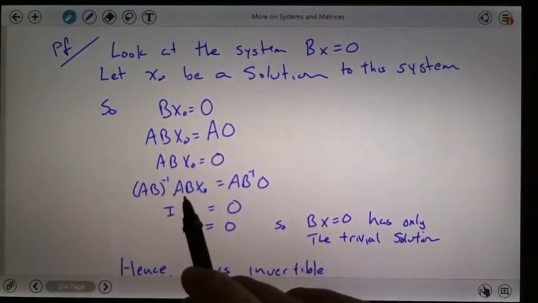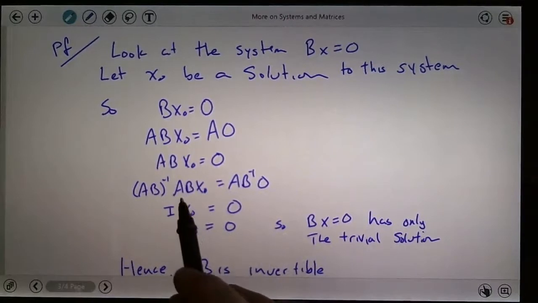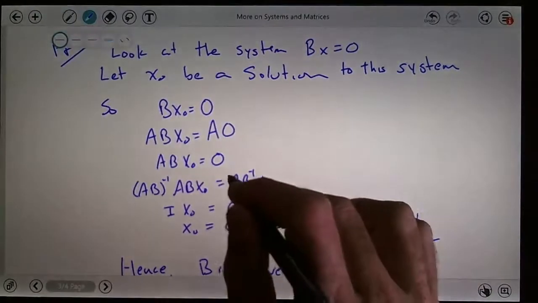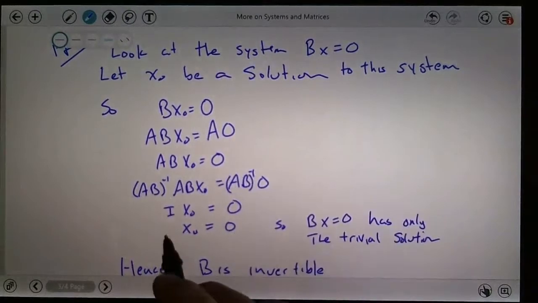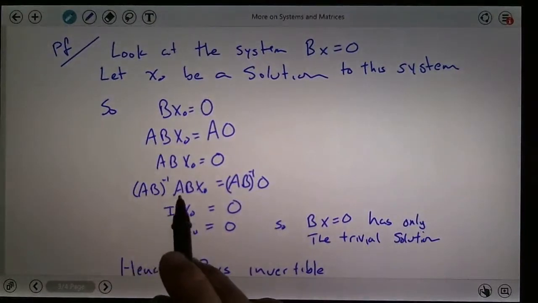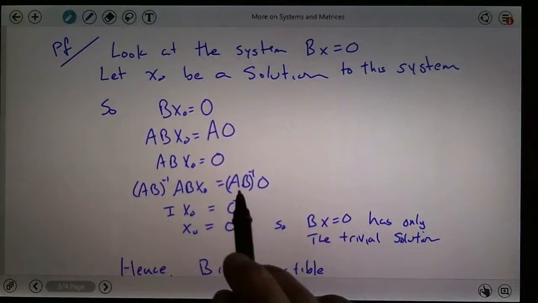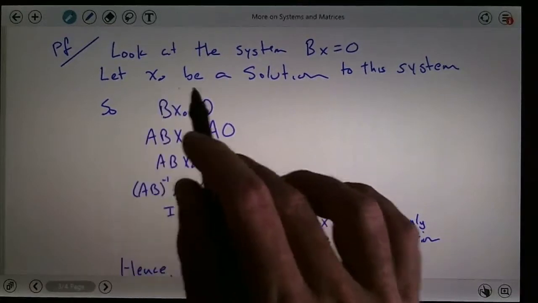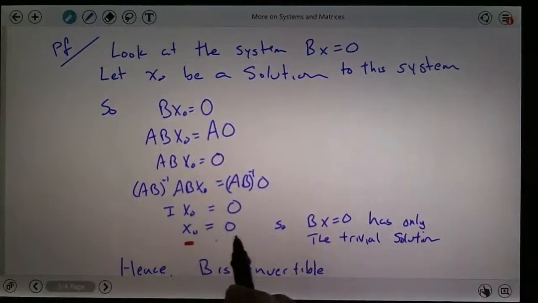The thing is, I know AB is invertible. That's given in this problem. So if AB is invertible, it has an inverse. I'm going to multiply both sides of that equation by AB inverse on the left. Now, AB inverse times AB is just I. AB inverse times 0 is 0, and then I times x0 is x0, and so I end up with x0 equals 0. I let x0 be any solution to this system, and it turns out that it had to be the trivial solution. So this has only the trivial solution, which means that B is invertible.